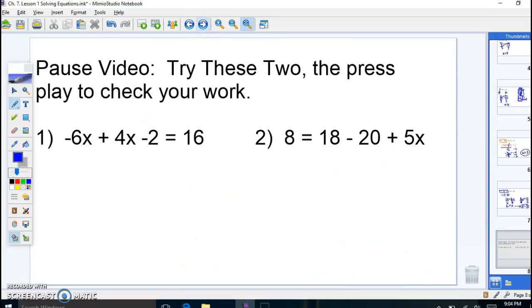All right, so now what I would like for you to do is pause the video and try both of these problems on your own. When you are finished, start it back up again and check to see if you are right.